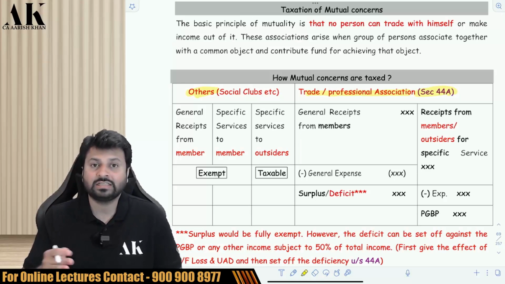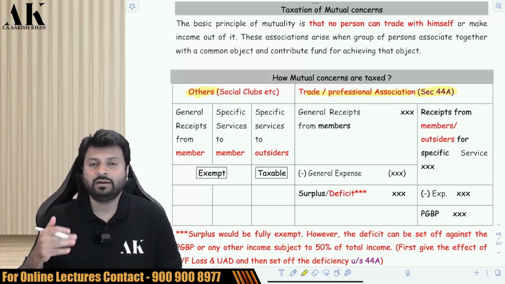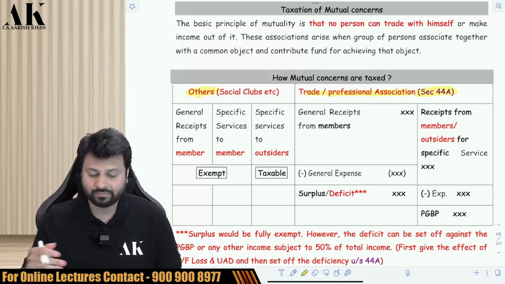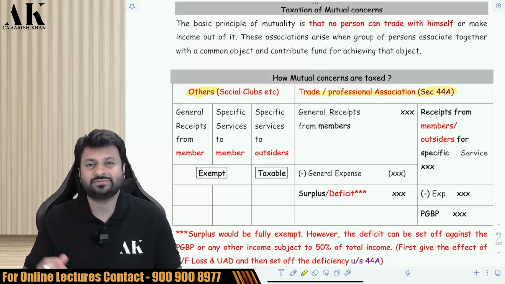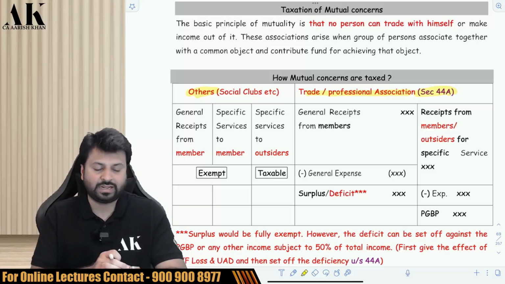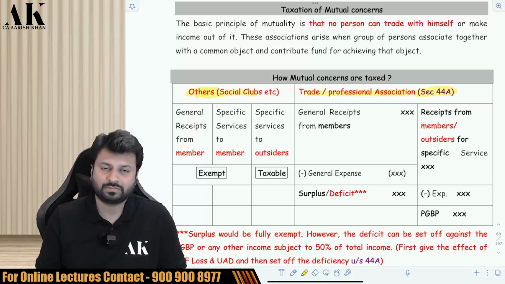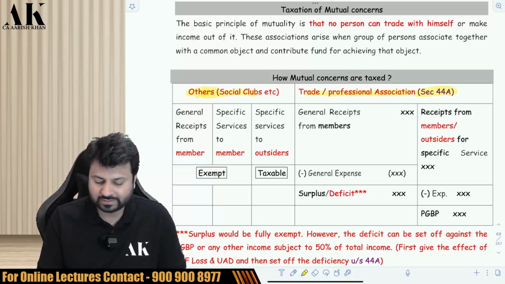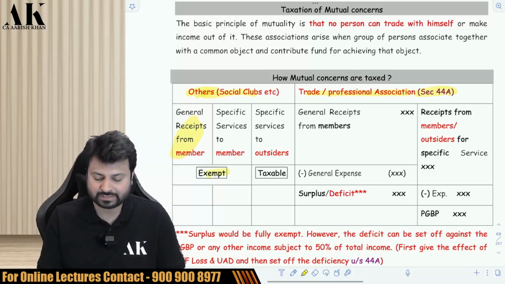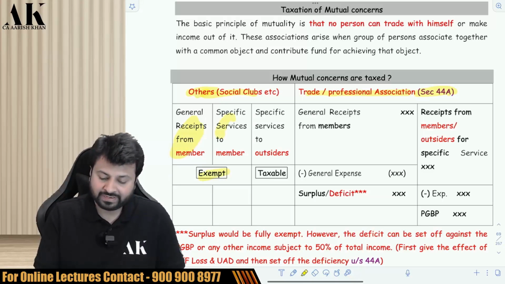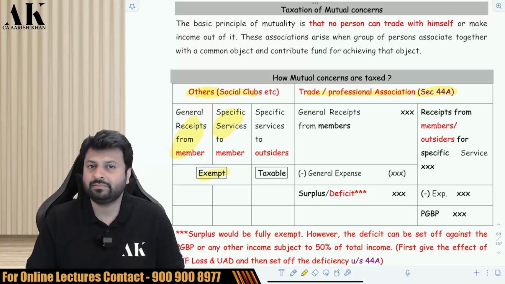Let's talk about the other, that is social club, which is not trade and professional association. About trade and professional association, we will see after some time. Let's talk about the normal associations, which has been just made for the purpose of fun, some time pass, etc. Okay. So suppose there are a group of 10 people coming together for some purpose and everybody is contributing some money. The general receipts received from every member is exempt. Further, if any specific receipt is received from any member, that is also exempt.